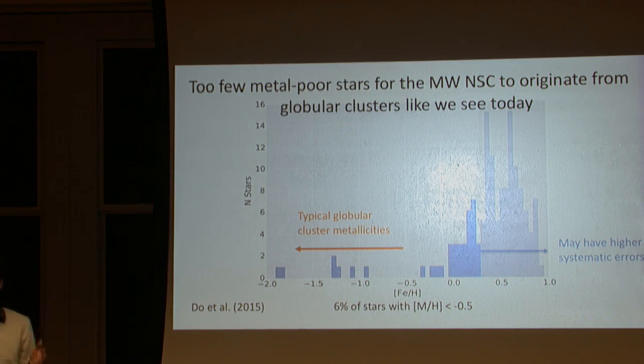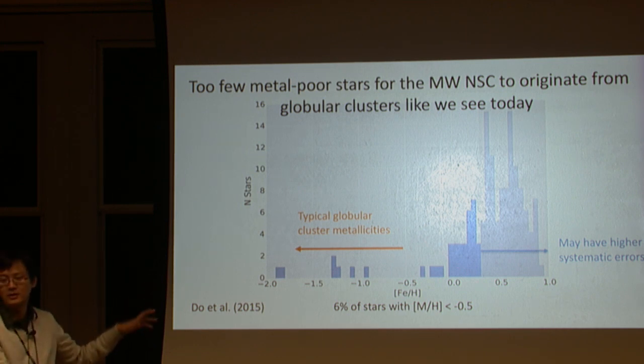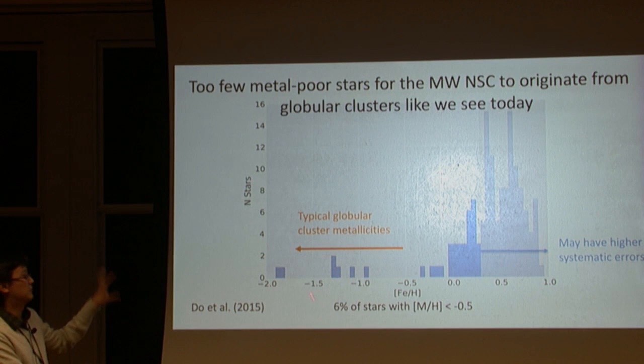And so what does the distribution of metallicities look like at the galactic center? This is the distribution that we see. About 6% of stars have metallicities below minus 0.5, and that's where the most metal-rich globular clusters that we see today live. Are you comparing with the inner globular clusters or all globular clusters? All globular clusters. So even the most inner one, basically their metallicity is at minus 0.5. That's why I'm setting this limit here, and that's how I'm defining low metallicity.